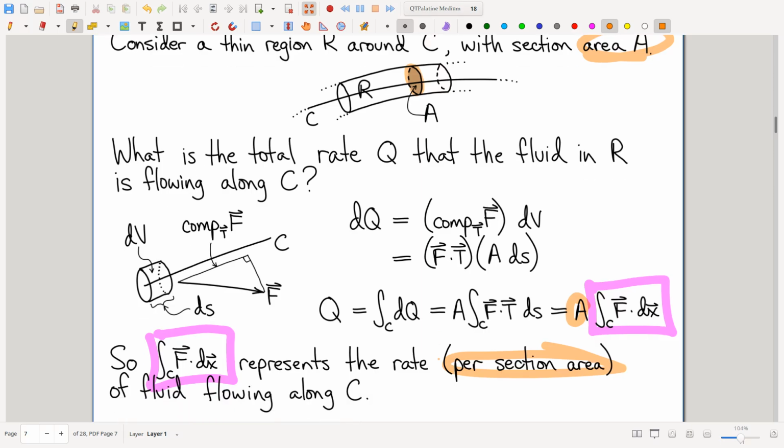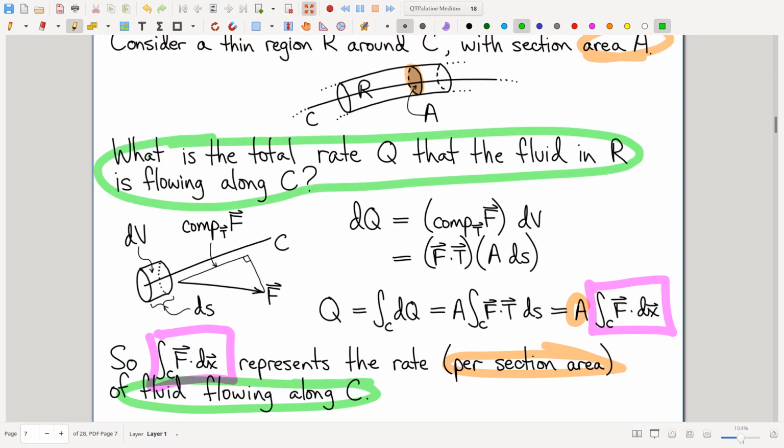Let's get rid of the stuff that's obvious. And what's really nice about this is that per unit area, I guess I should do this in purple, the rate that the fluid is flowing along the curve, in other words, the answer to our question, per unit area is the line integral. So we have ourselves a new interpretation of vector line integrals.